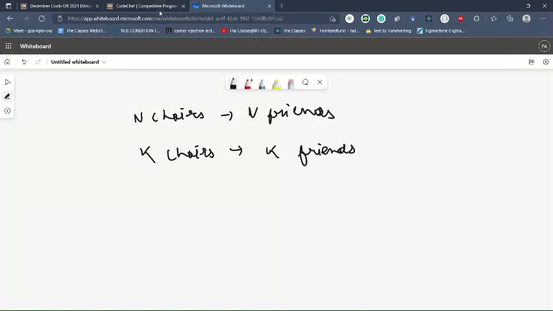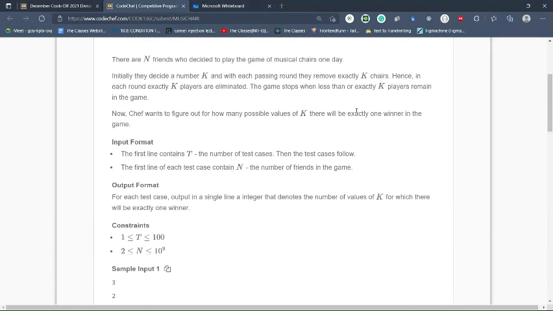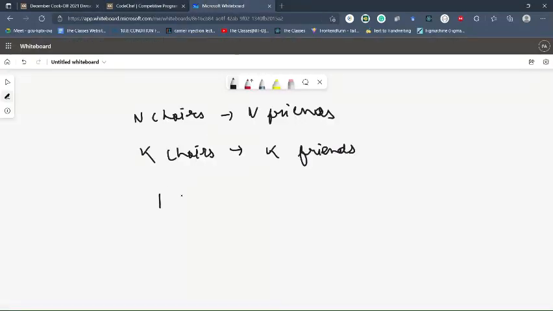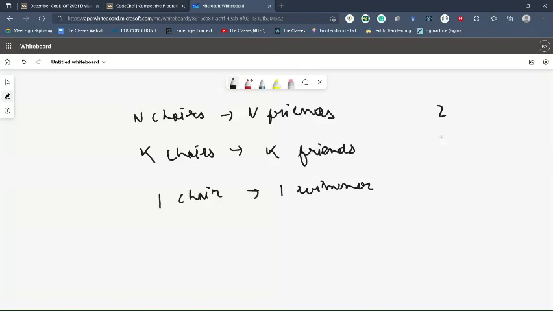Now they have said we need to find how it is possible to have exactly one winner in the game. Exactly one winner means there should be only one chair left with us. That means one winner. Suppose we take our test case. The first test case is 2. We have 2 chairs, so we can remove one chair here and we are left with one, and we have to be left with one, so only one combination is possible.